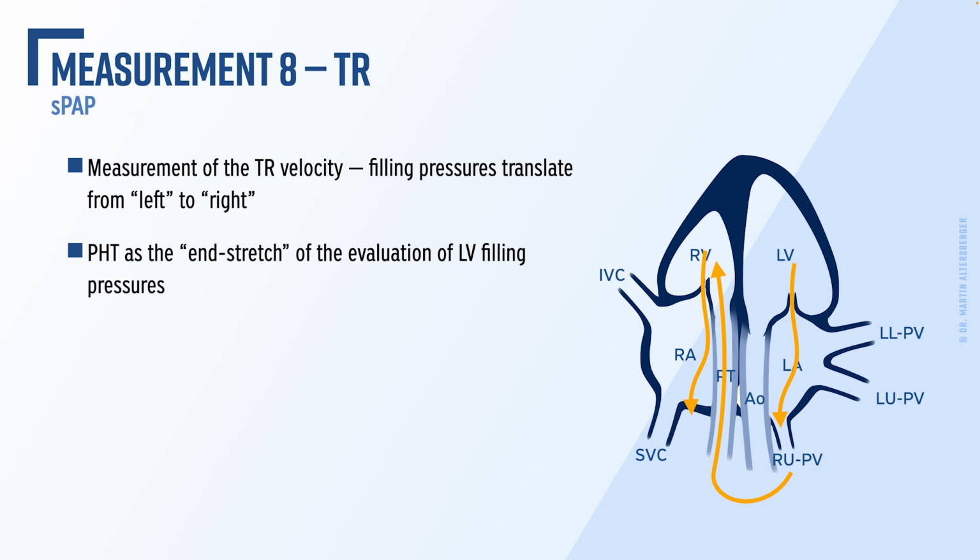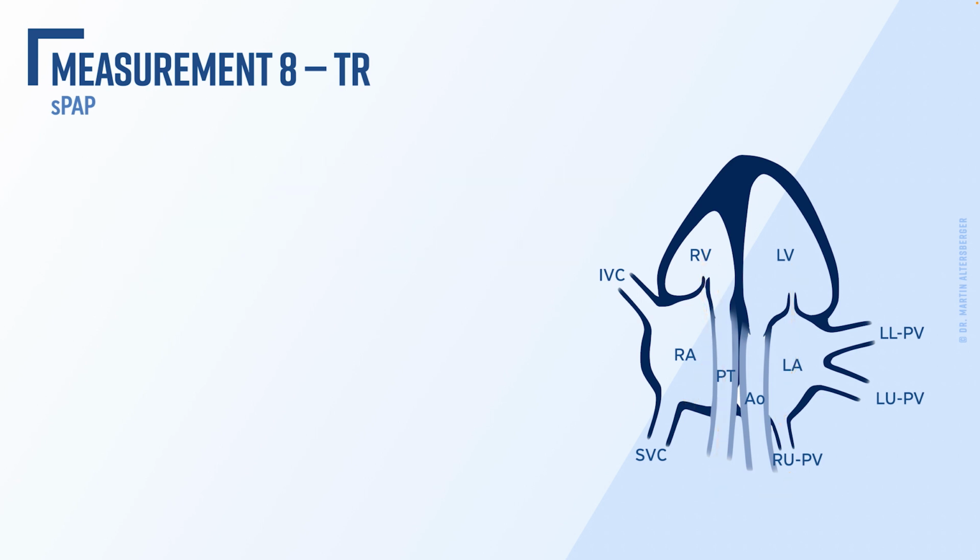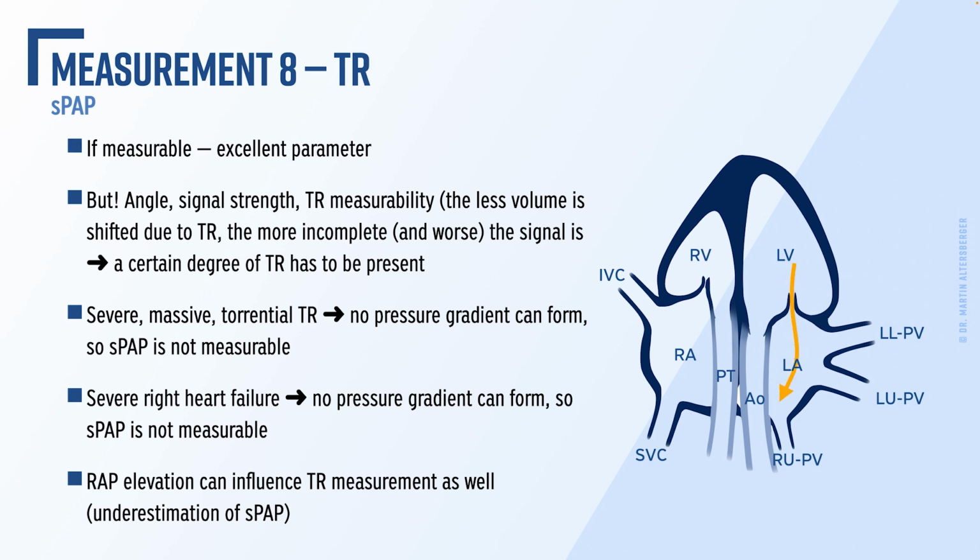So showing that the patient has pulmonary hypertension and presumed elevation of filling pressures is a very important thing to do and gives you a lot of information about the left heart as well. So if it is measurable, it's an excellent parameter. But of course, it is crucial to have an optimal angle, an optimal signal, and overall a measurability of tricuspid regurgitation.